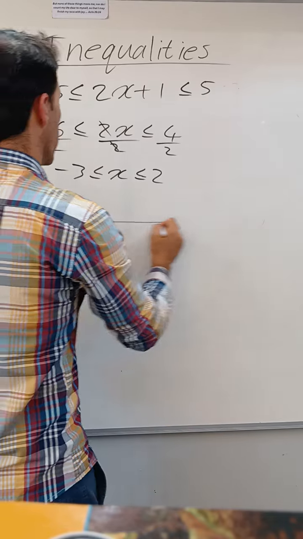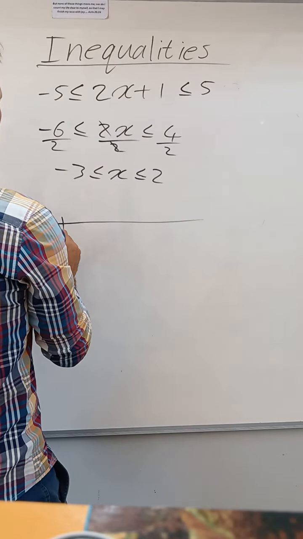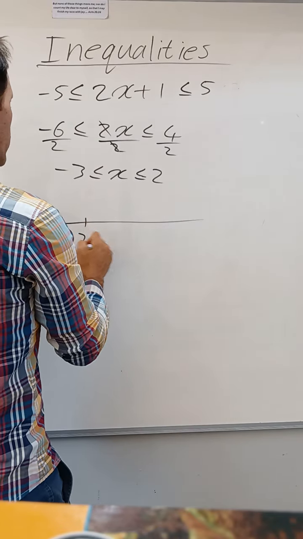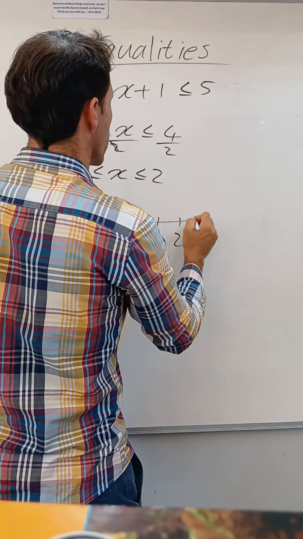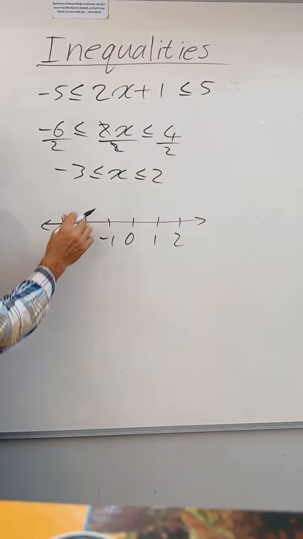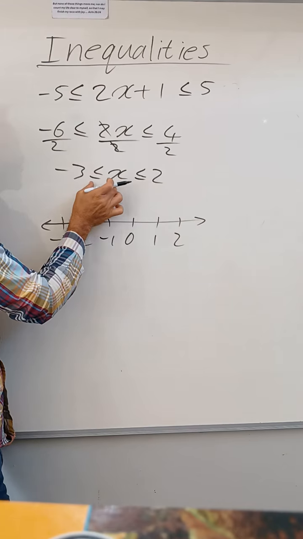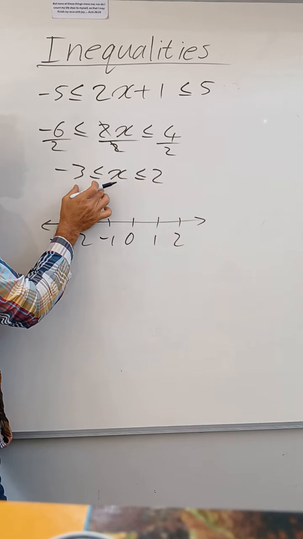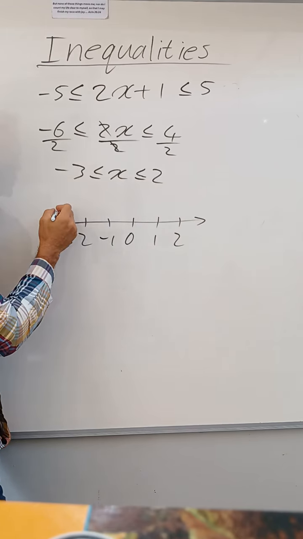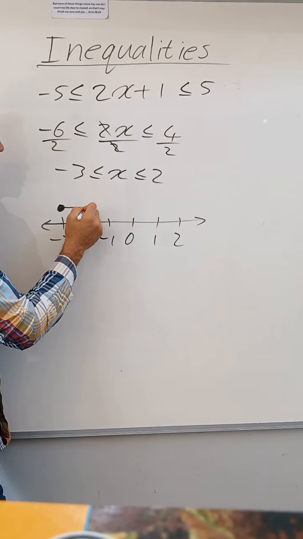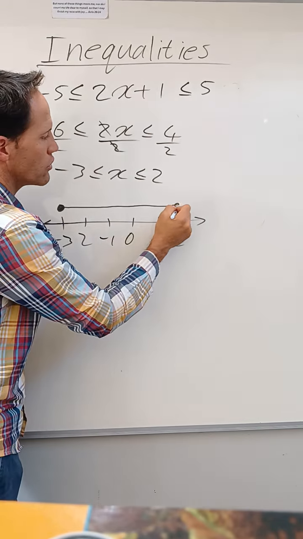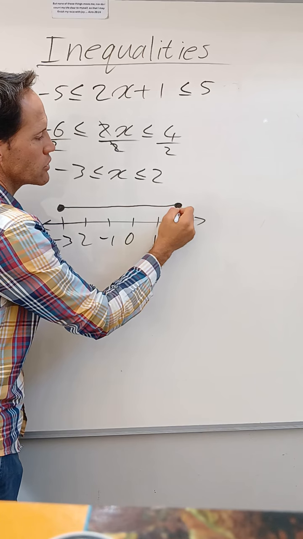On the number line, you're going to say negative 3, negative 2, negative 1, 0, 1, 2, and the number line carries on. And now x must be bigger or equal to negative 3, so we include negative 3. It's included, so you make a circle and you color it in. From negative 3 all the way to 2. And 2 is also included.